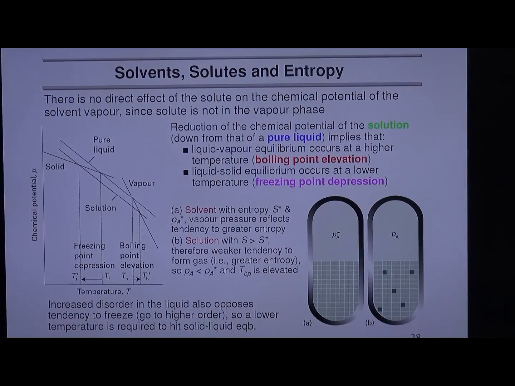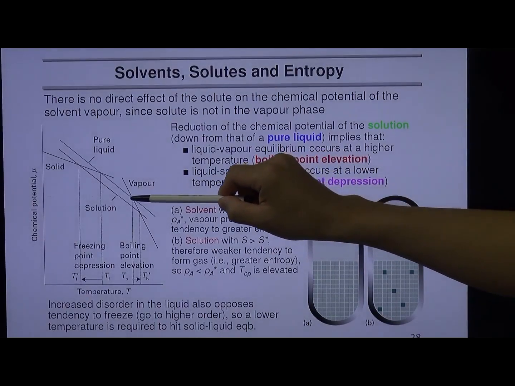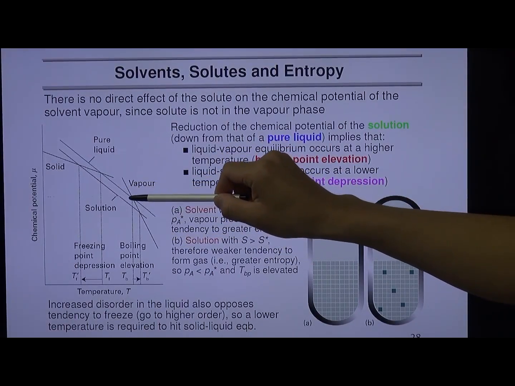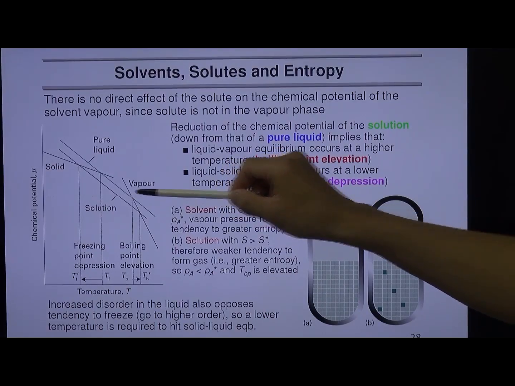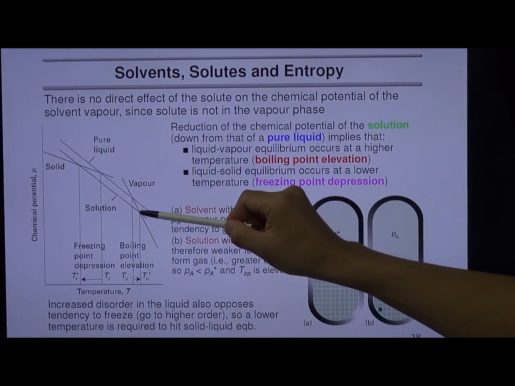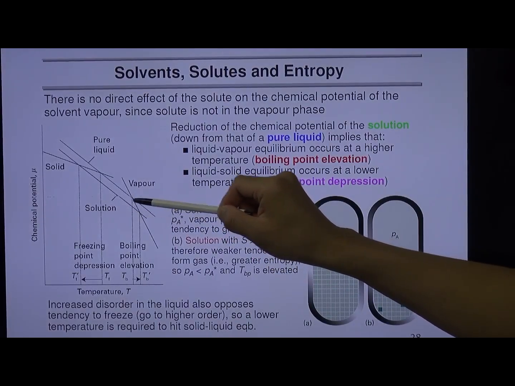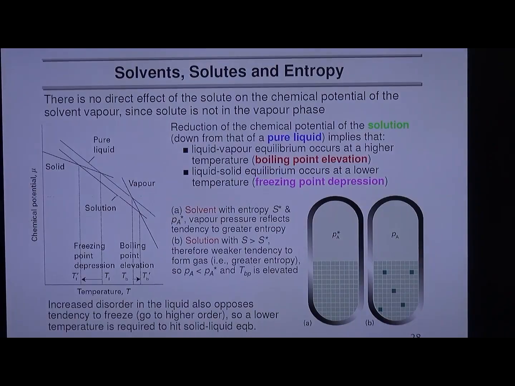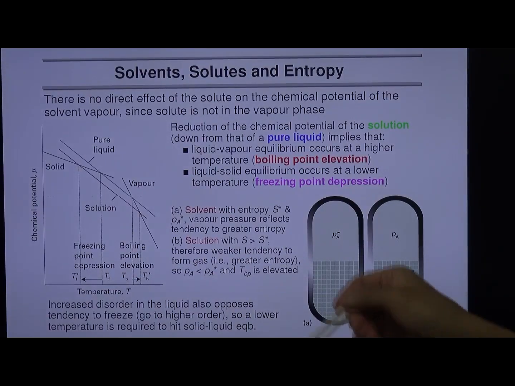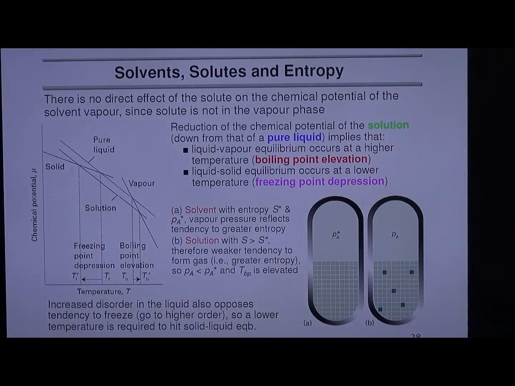How about boiling point? Originally, boiling point was here, at which chemical potential of liquid and vapor meet. Now, after putting some solute into a solvent, chemical potential changes here. Right? Boiling point from here to here, boiling point increased. Okay? Simply, we added some solute into a solvent, and we are experiencing depression of freezing point, and elevation of boiling point.